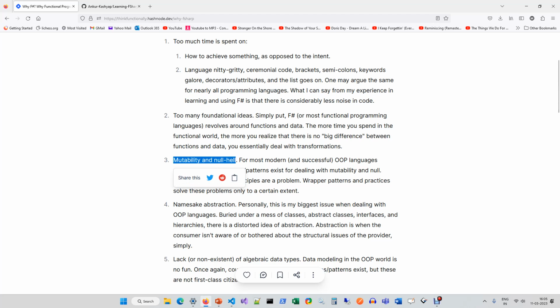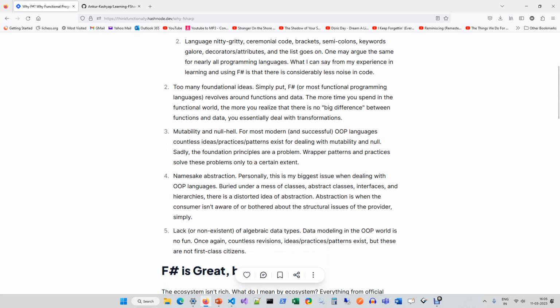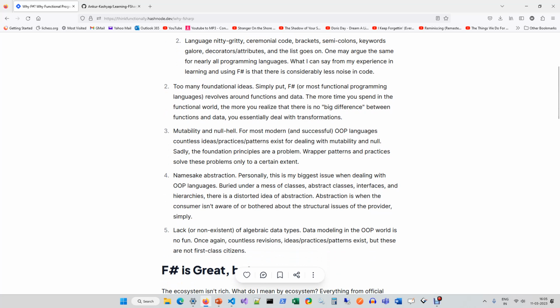Mutability and null hell, which is another massive issue. Despite the fact that various techniques and tactics have evolved over the years to handle these two, there is no real good answer. The problems are way deep rooted. They are not problems on the outer layers. The problems are right at the bottom layers. Mutability as well as the null, and the amount of ceremonial nonsense one has to deal with to handle these two issues is just appalling.